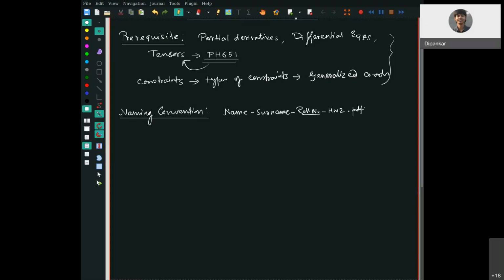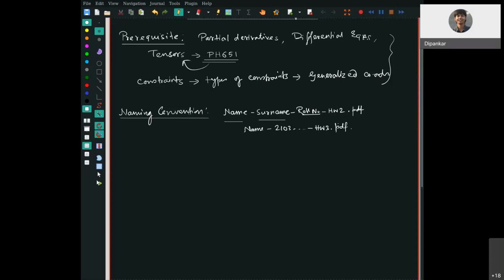And if it is a mid semester, then write mid sem, something like that. But this should be preceded by name hyphen surname, or if you do not use a surname, just name hyphen your roll number. So 2103 blah blah blah, then hyphen homework 3 dot pdf, something like that. Make sure you name your PDFs in this way, so that it's easier for me to find out who is whom.